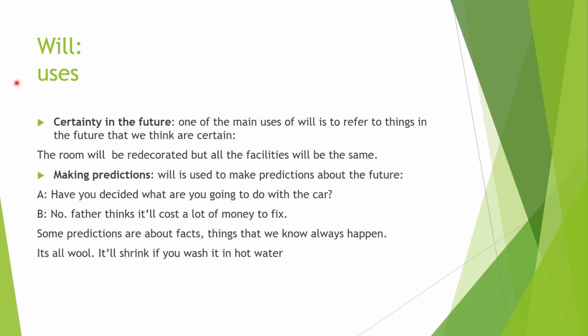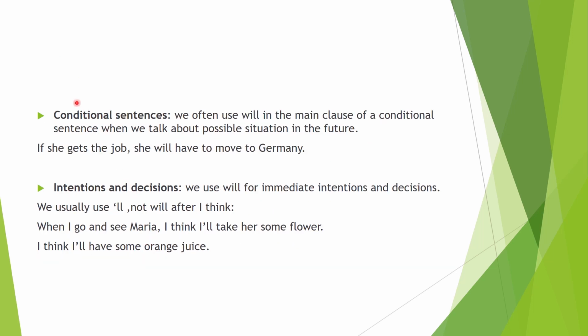So what we said, the two usages: certainty in the future, when we are pretty certain about something in the future and we talk about it, we use will. And the other was making predictions. The other usage, as we said in the conditional session, the first conditional, is that we use will in the first conditional. One clause with will or the future tense. Now in all conditional sentences, we use what? We use will.